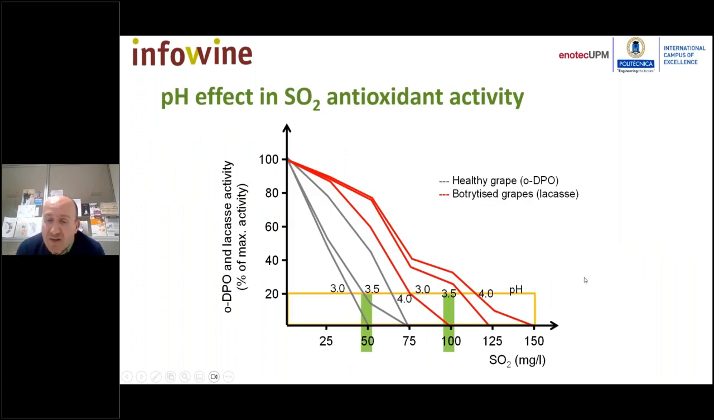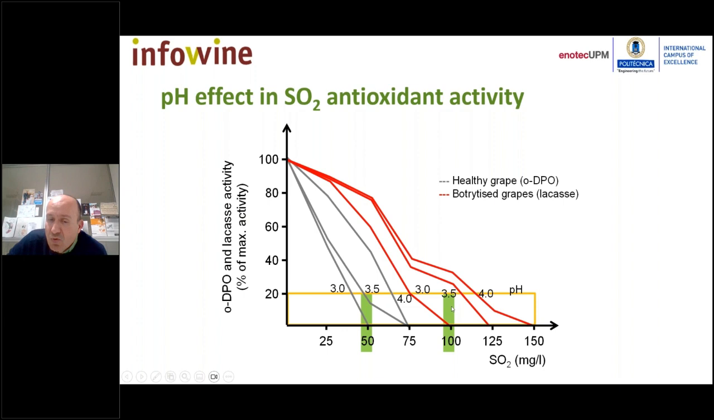Also, the pH affects a lot the antioxidant activity of sulfur dioxide. You know that in healthy grape, we have oxidative PPO enzymes like tyrosinase. So we need at least 50 milligrams per liter to control these oxidations. But this works really well at pH 3.5 or lower because the activity of these enzymes is lower than 20%. However, if the pH is close to 4, the activity could be much higher, even at this level of 50 milligrams per liter.